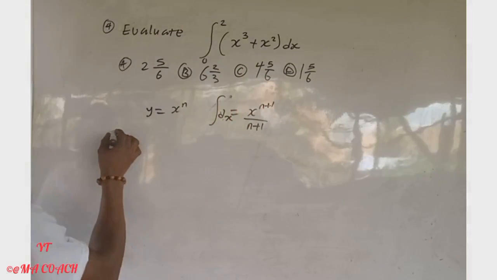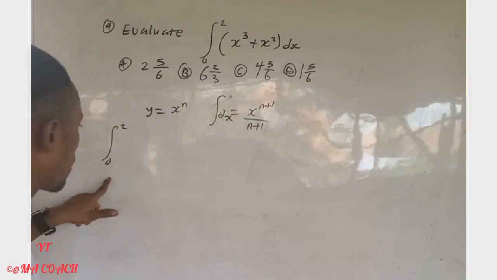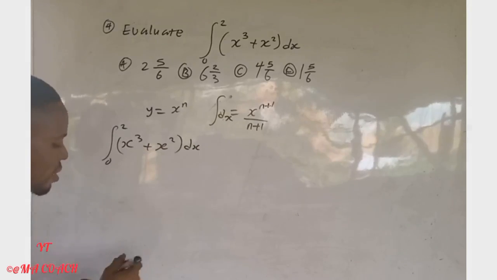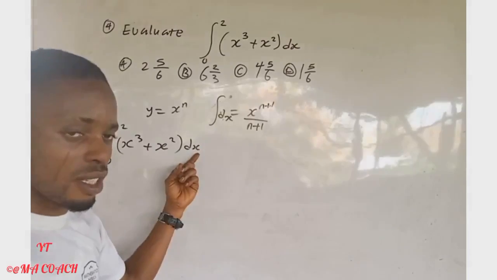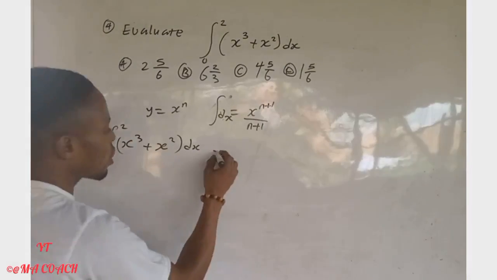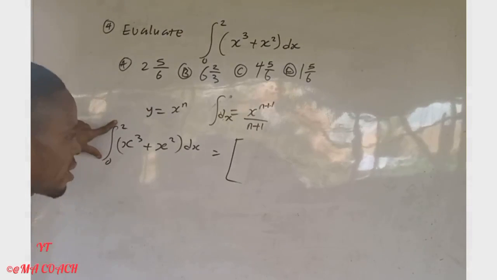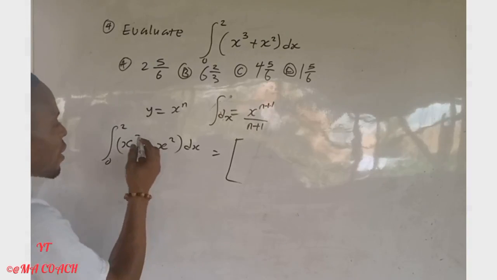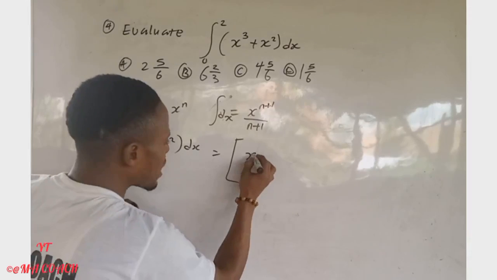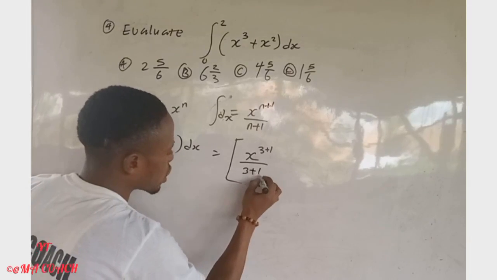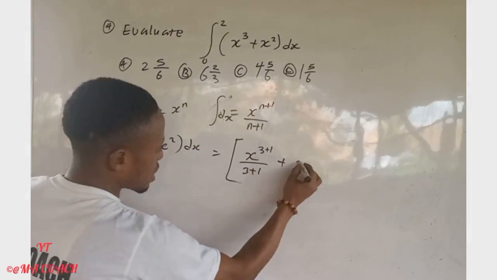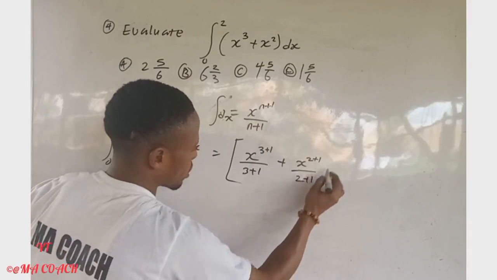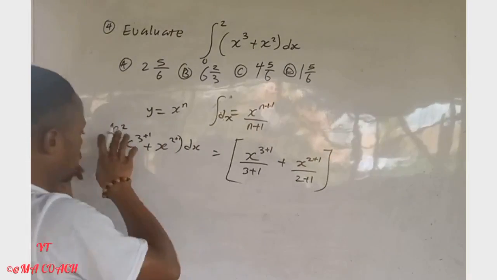So we have the integral with limits 0 to 2 of s^3 + s^2, with respect to s. Integrating, the power of s is 3, so we add 1: s^(3+1) divided by (3+1). The same occurs for s^2: we add 1 to it, giving s^(2+1) divided by (2+1).